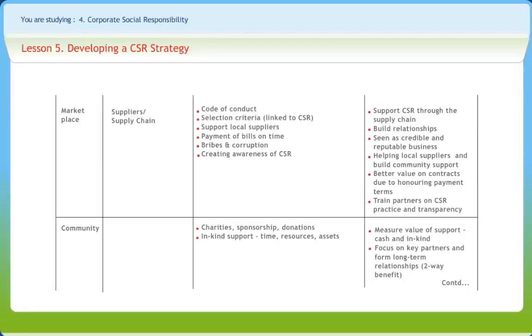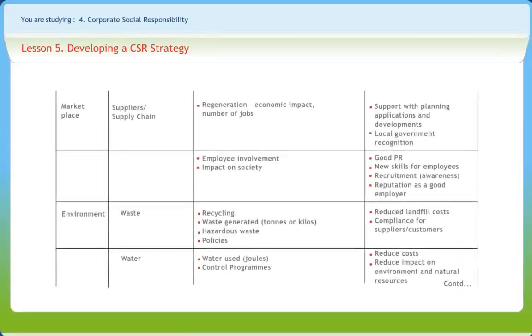CSR strategy concerning community focuses on measuring the value of support in cash as well as in kind, and bring attention on key partners and form long-term relationships. It also ensures good PR, develops new skill for employees, spreads awareness regarding recruitment, and establishes reputation as a good employer. CSR strategy involving environment is given quite a high priority.